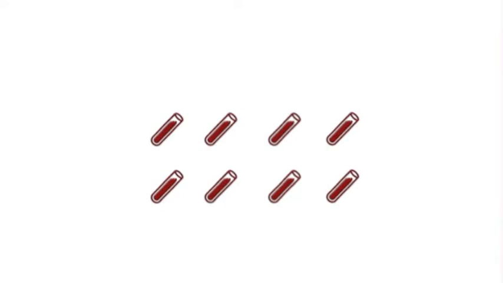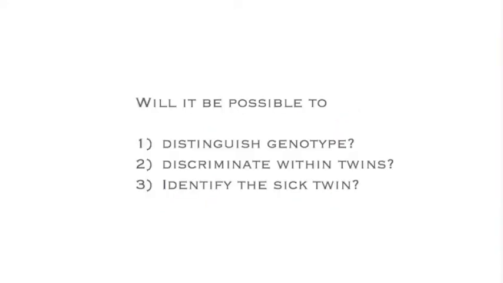And the reason we did this is we wanted to ask 3 important questions. First, could we tell the twins apart? That is, could we distinguish antibody repertoires based on the underlying genotype? Second, would it be possible just by looking at the antibodies to distinguish identical twins? And finally, do you think it would be possible looking just at the antibodies to identify the sick twin of all the samples that we analyzed?